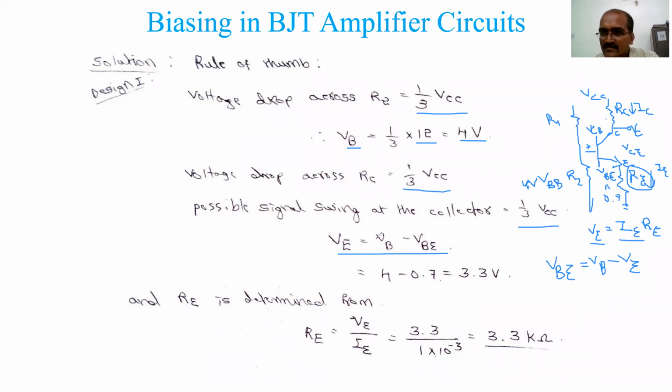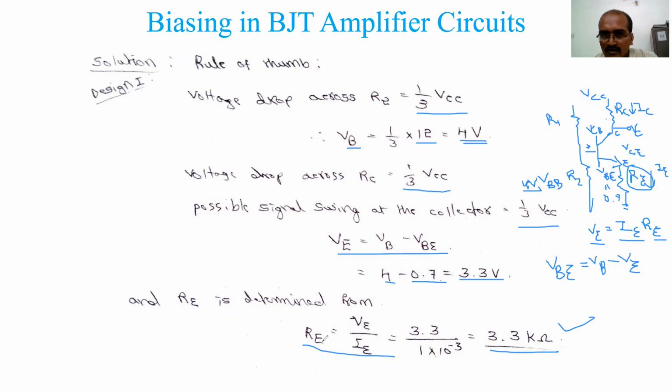Now we can easily substitute. The VB value is known here, 4 volt, calculated from the 1/3 VCC. Then VBE for a silicon transistor is 0.7; if they mention a germanium transistor, it is 0.3. So this value you get as 3.3 volt. Since VE is known and IE is 1 milliamp, we can straight away calculate RE. RE is equal to VE by IE, which is 3.3 by 1 milliamp, equal to 3.3 kilo. So the milli becomes kilo in the numerator, and 3.3 kilo is the value of RE.